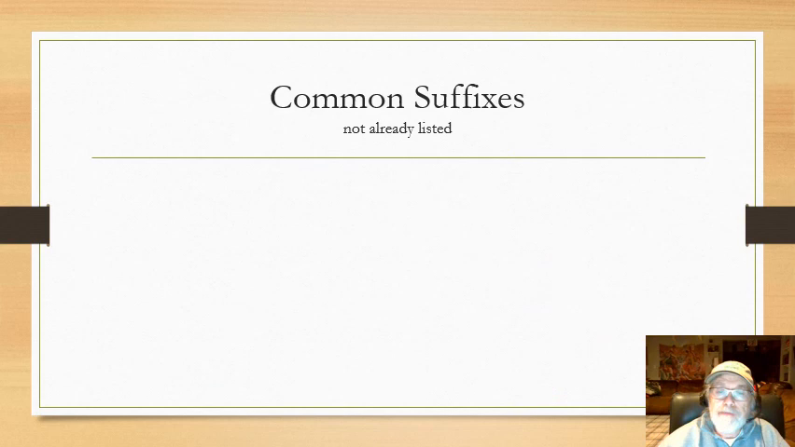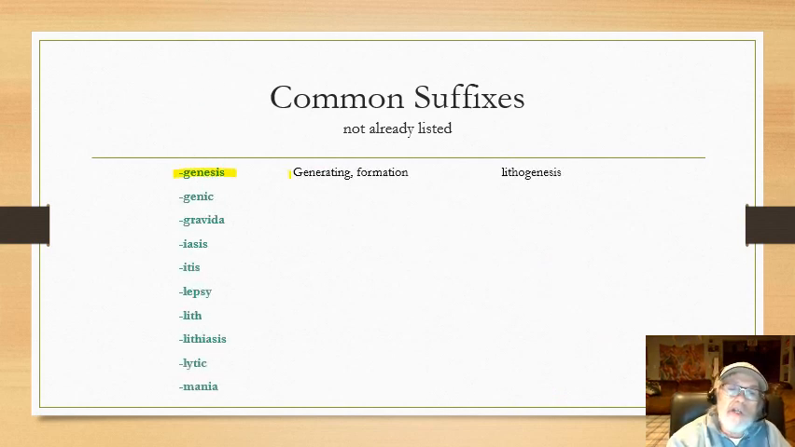Couple more suffixes. Genesis we've had before, means generating or forming. Lithogenesis. Litho means stone, so things that are lithogenic or lithogenesis would be the process of forming stones. So people might have a greater tendency to form stones.